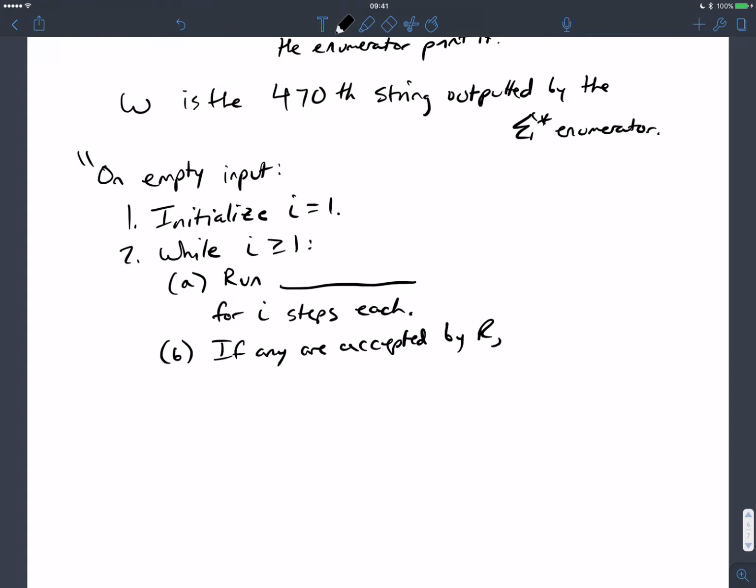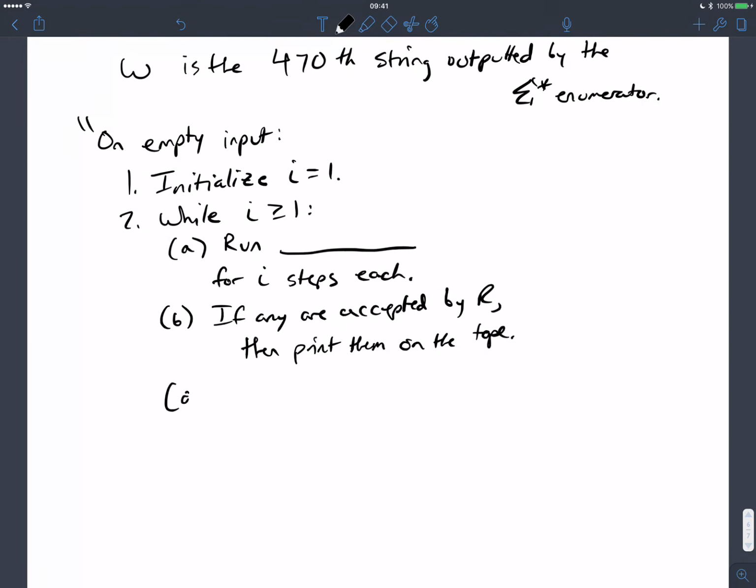So if the recognizer accepts those strings, what should I do for the enumerator? I should put it on the tape. Then print them on the tape, with delimiters, of course. And then set I equal to I plus 1. And of course, this machine will run forever. But that's okay because enumerators can run forever. That's how enumerators work.